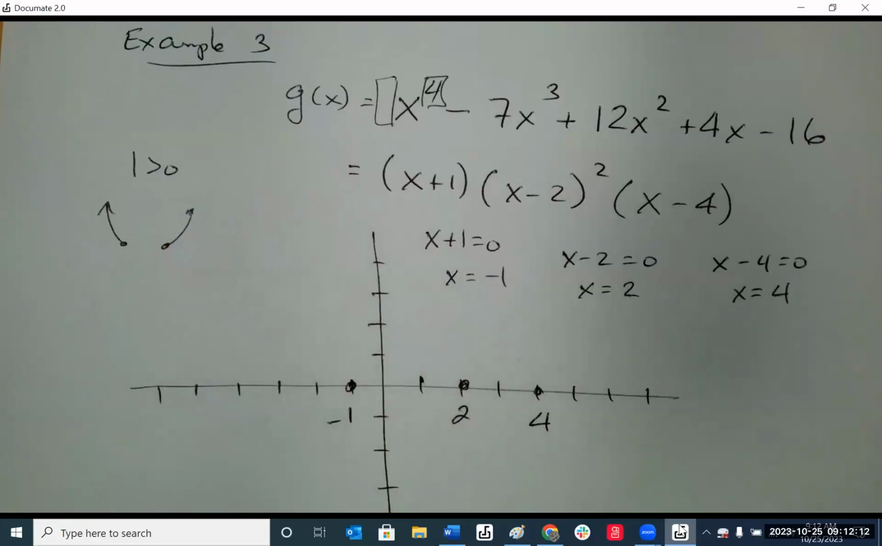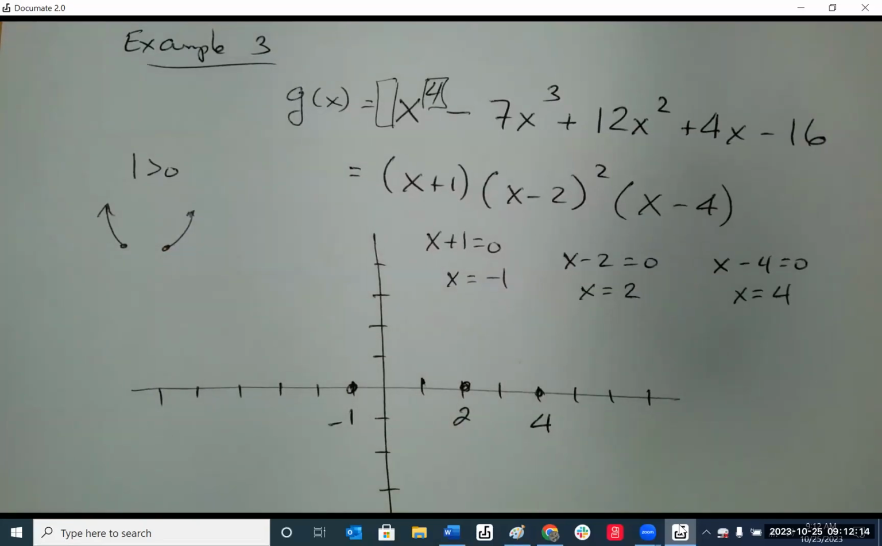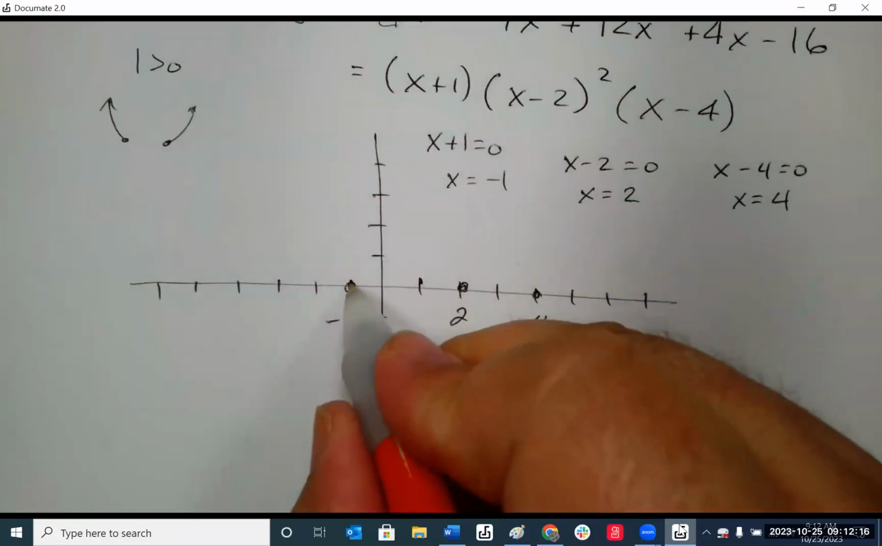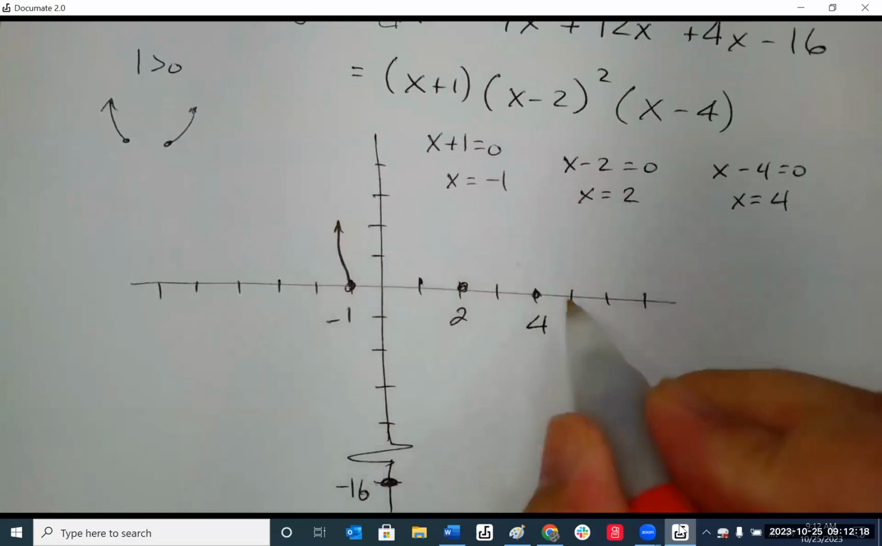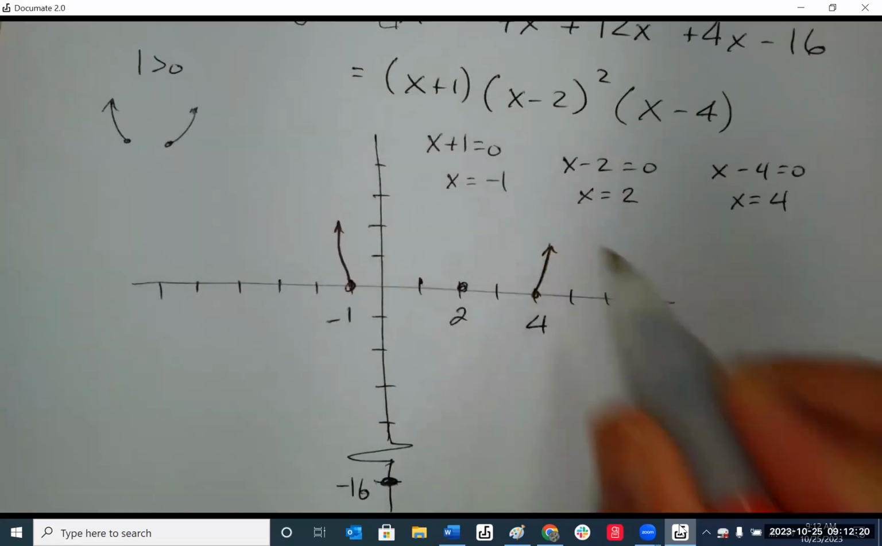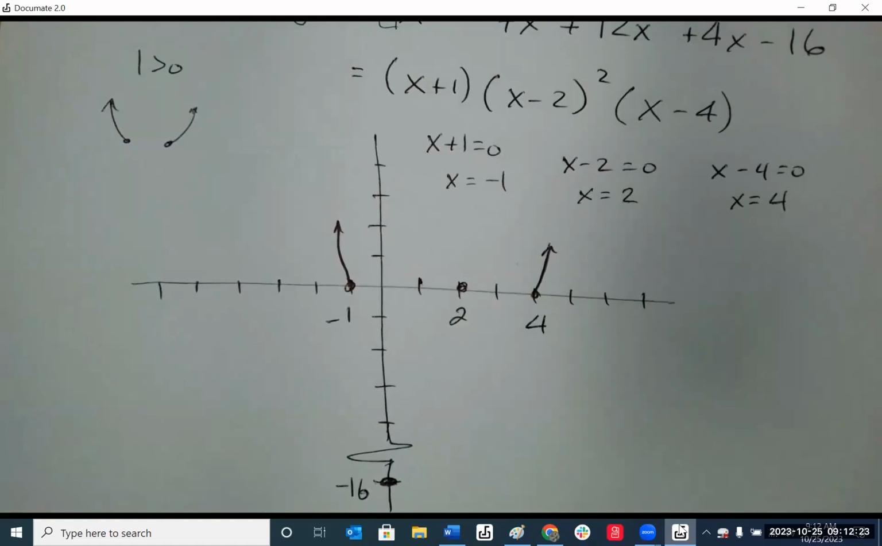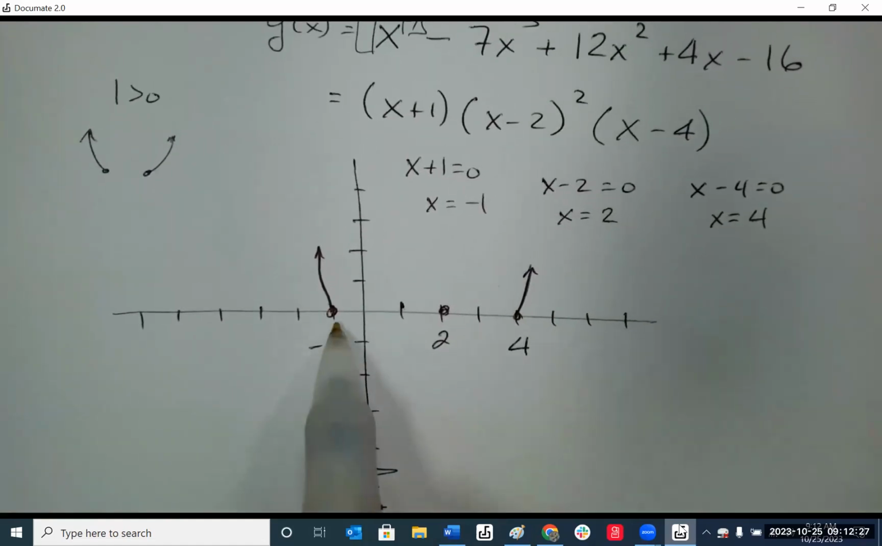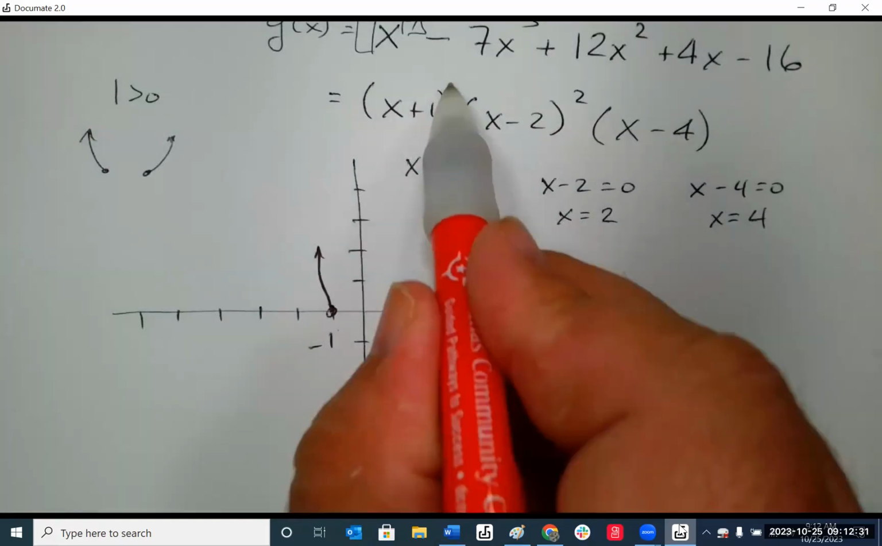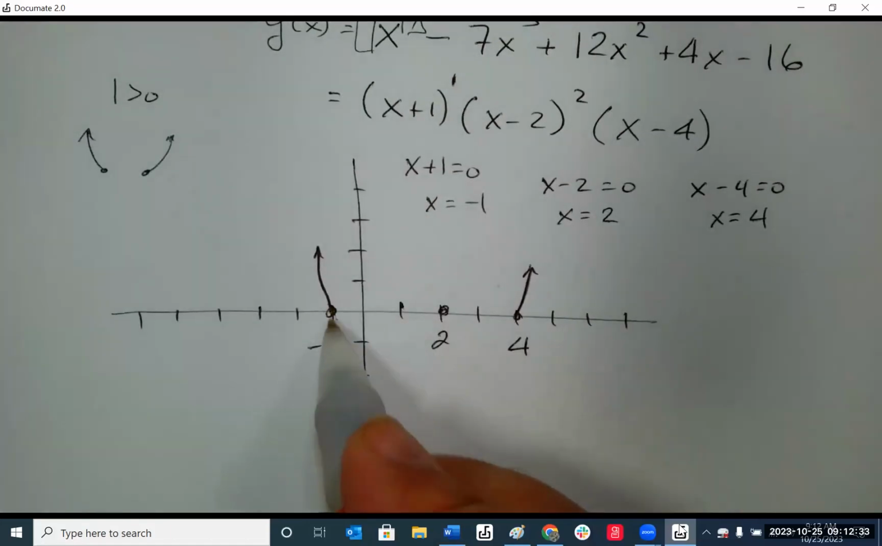These are from the end points. So from this one, it'll go up. And from this one, it'll go up. What happens in the middle, we don't know. Is it going to cross or bounce at -1? It's going to cross because it's an odd exponent.